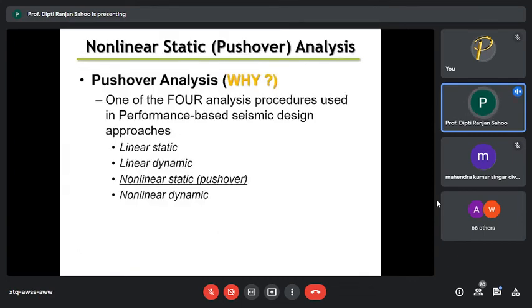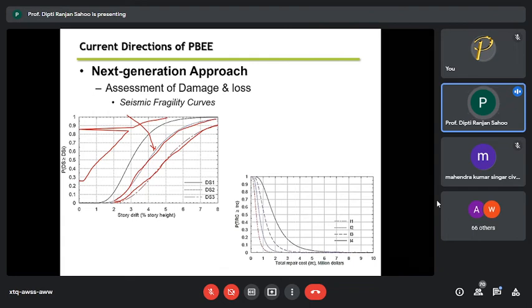Okay, I think I will stop here. I have already explained nonlinear pushover analysis. If you have some questions, we can discuss that.